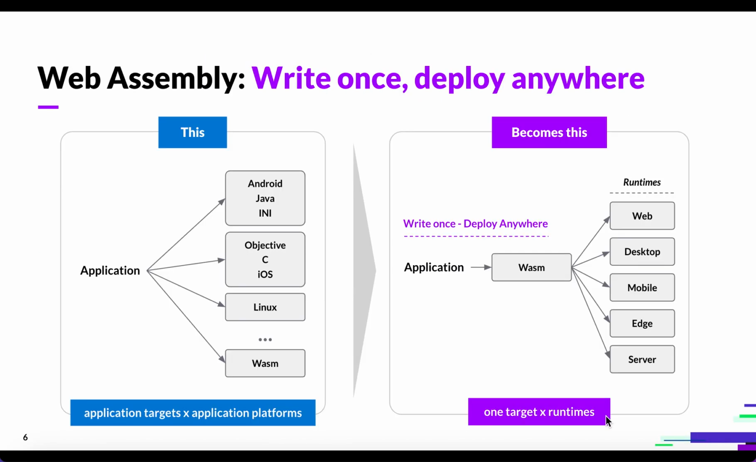Previously, we may have built applications for specific platforms. Now we have this concept of write once, deploy anywhere. So we build our wasm application and we can run it on the web, on the desktop, mobile, edge, or on the server.